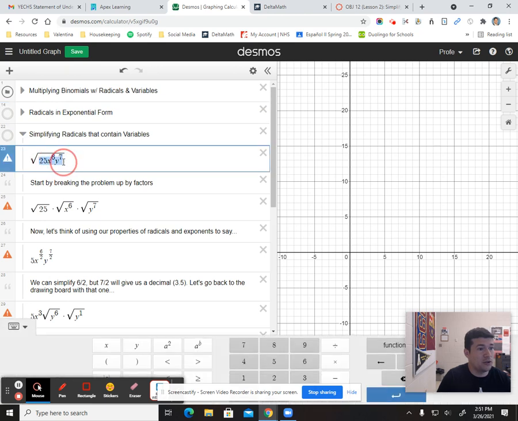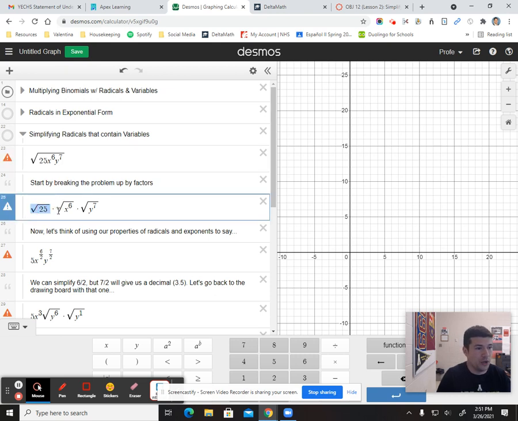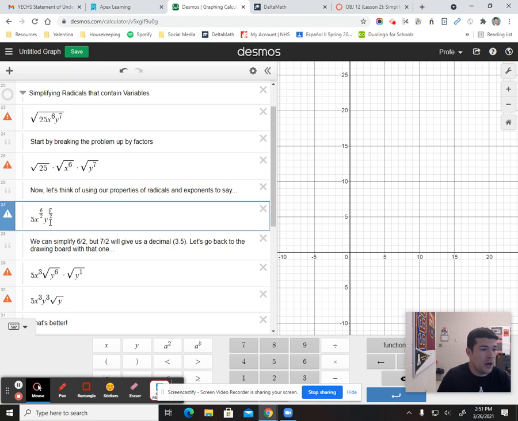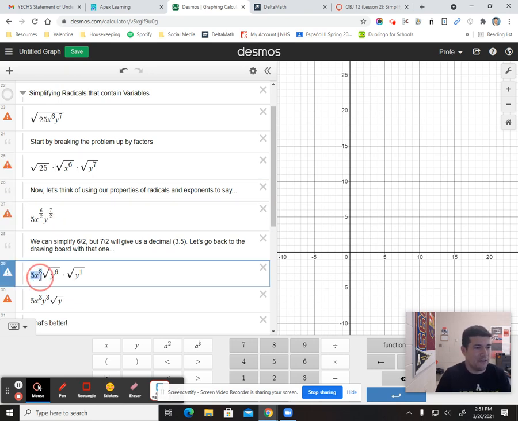If I'm simplifying radicals that contain variables, this is a review of a Math 1 lesson. First, I can break it up into factors. So this one, I would break it up into root 25 times root x to the 6th times root y to the 7th. You can change them into exponents if you'd like to. So, for example, root 25 is just 5. Root x to the 6th, well, technically that's x to the 6 halves because a square root has an understood 2 in the root. And I would have y to the 7 halves. Now, x to the 6 halves is just x cubed. So I got 5x cubed.